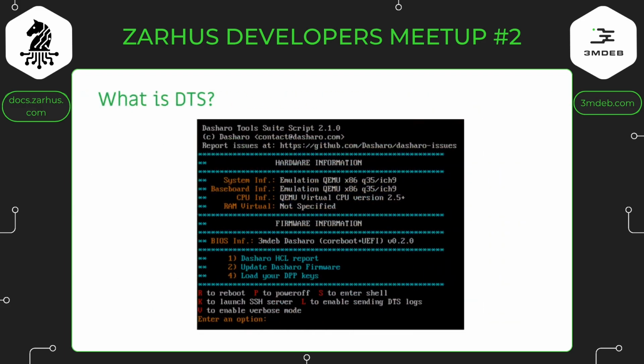So from a user perspective, DTS is something like that. It's a text-based user interface. You have some static information on your system, and you have some menu options you can select by typing specific keys to perform some actions. That's basically the user interface right now.